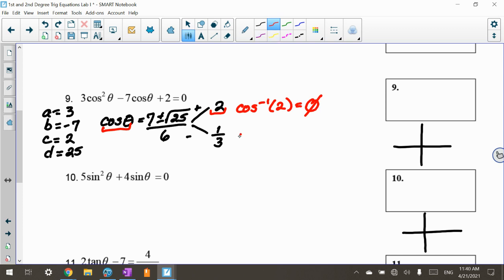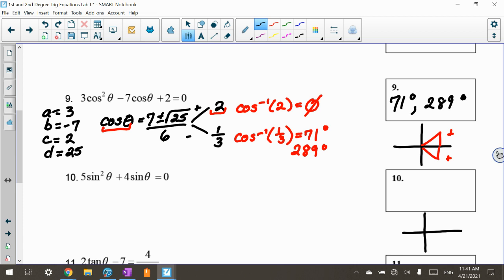The second one, I'm going to do inverse cosine of 1/3. And when I do that, remember, cosine is positive in quadrants 1 and 4. So remember, your calculator is only going to give you one of those. It's only going to give you the one in quadrant 1 at 71 degrees. So now I have to take 360 and subtract the 71. And when I do, I get 289. So for this problem right here, I only have two angles that make this correct, 71 degrees and 289 degrees. Sometimes you have 4 answers, sometimes you have 6, sometimes you have 2, sometimes you have none. It just depends on how it goes.